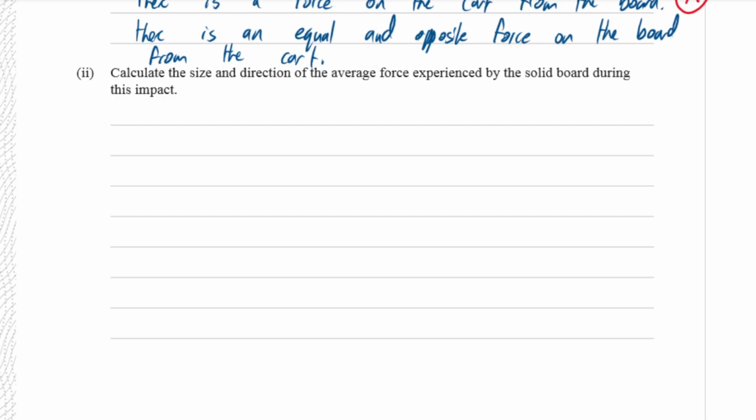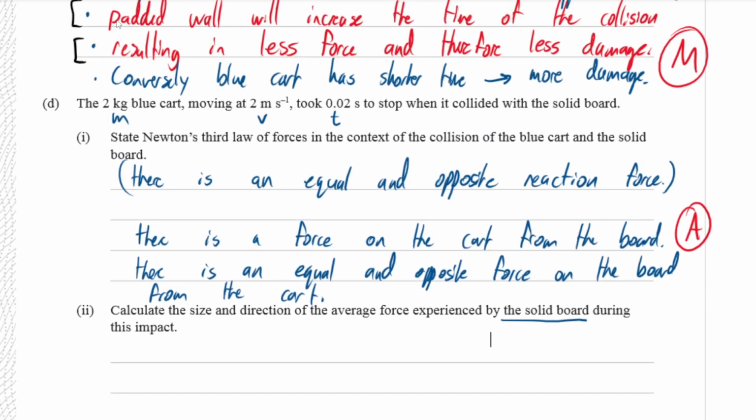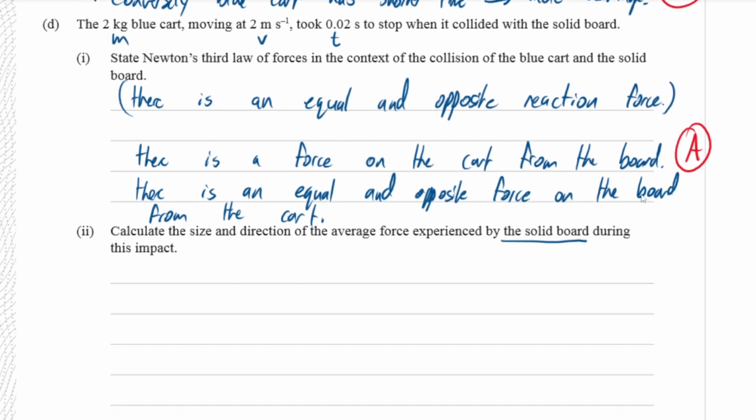Calculate the size and direction of the average force experienced by the board during the impact. Right, so it's the force that the board is experiencing, not the cart. But we know that they would be the same in magnitude and opposite in direction. So are we given the momentum of the cart? We are given the momentum beforehand, mass times velocity.